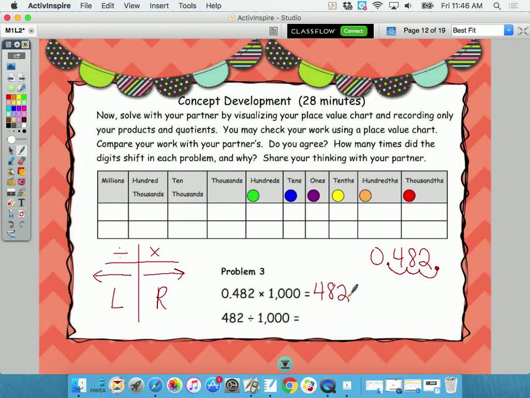How do I say that number, class? 482. Okay? Now let's write 482. We're dividing by 1,000. Mia, which way do I move the decimal? Left. How many place values? 3. Where's the decimal now, boys and girls? Behind the 2. Okay. So here we go. 1, 2, 3.